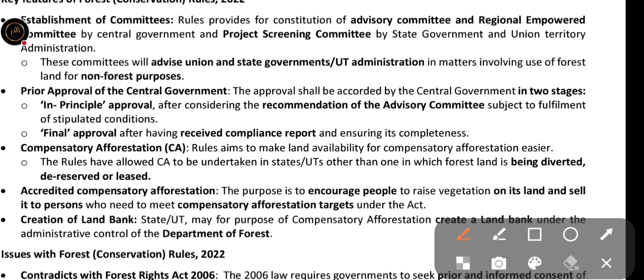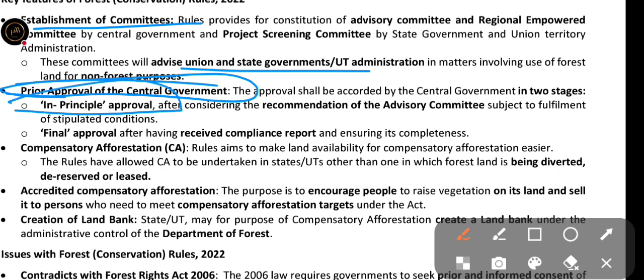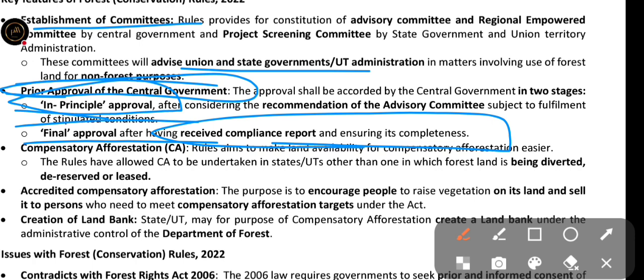These committees will advise union and state governments in matters involving use of forest land for non-forest purposes. And the next feature is prior approval of the central government, where the approval shall be accorded by the central government in two stages: the in-principle approval after considering the recommendation of the advisory committee, subject to fulfillment of stipulated conditions, and the final approval after having received the compliance report and ensuring its completeness.